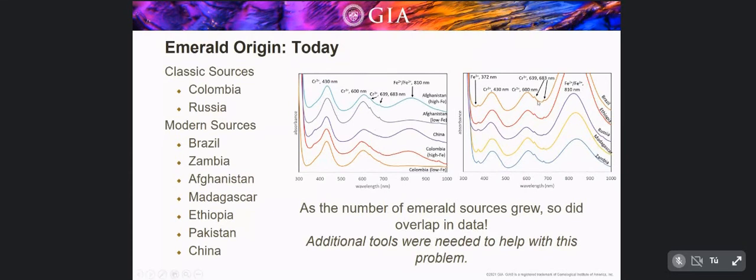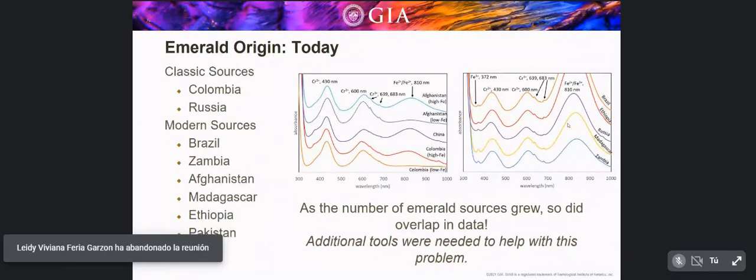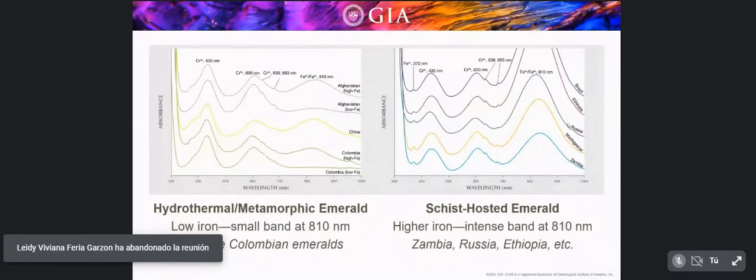The same goes for that Russian stone. So now all of a sudden, we have deposits being discovered in Zambia, at Kafubu, in Madagascar, Ethiopia, and Brazil. And all of these emeralds have very similar UV Vis spectra as that Russian emerald. So as these number of deposits grow, we can no longer use these original tools we were using to determine geographic origin. If I see this iron absorption band in an emerald, it doesn't necessarily mean that that's a Russian emerald anymore. So we need additional tools to help us with this problem.